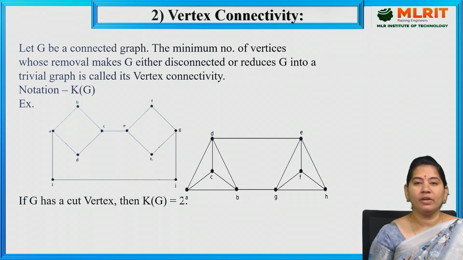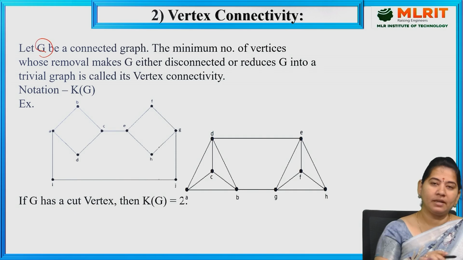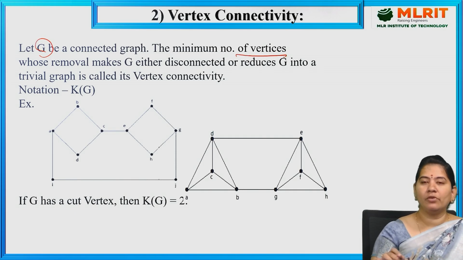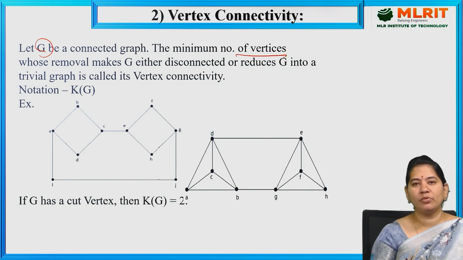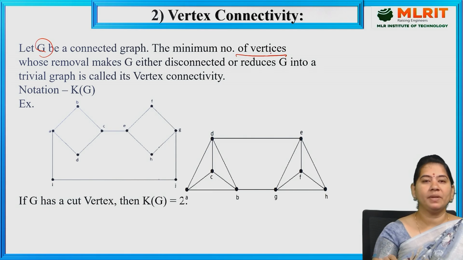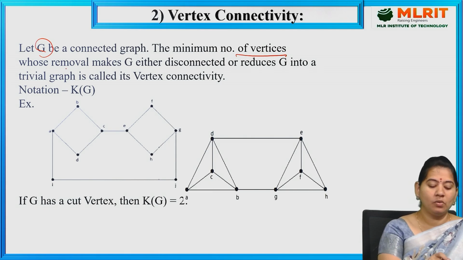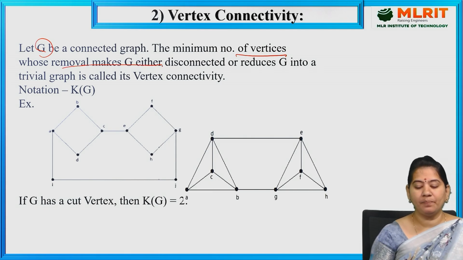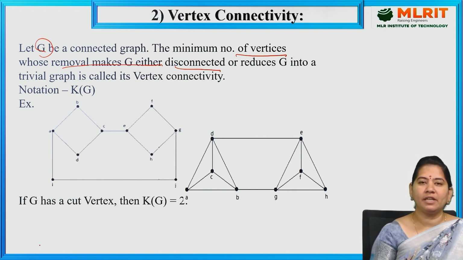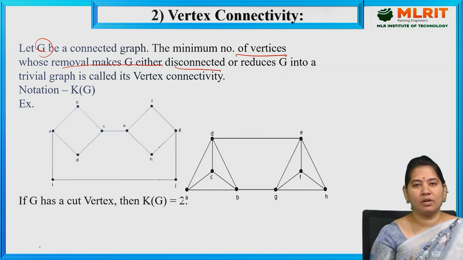In the same way, we have vertex connectivity also. Let capital G be a connected graph. Just like the minimum number of edges, the minimum number of vertices whose removal makes G either disconnected or reduces G into a trivial graph. What is meant by a trivial graph? It has only one vertex, with no other edges and no other vertices. That is called a trivial graph.